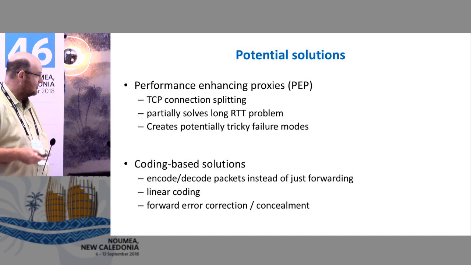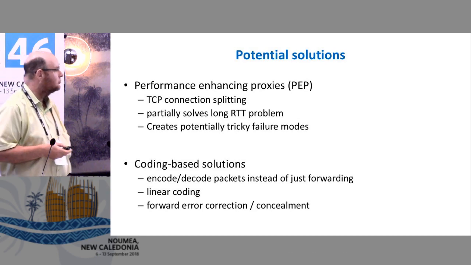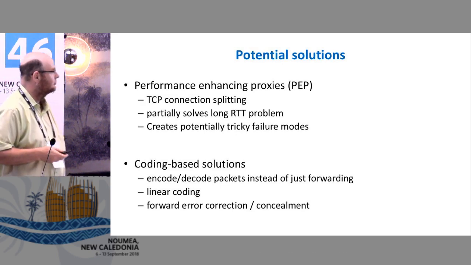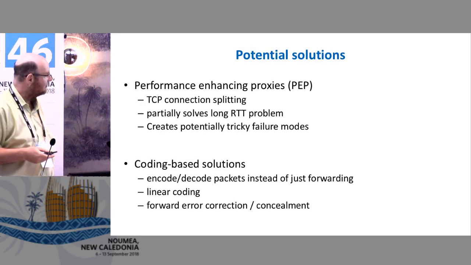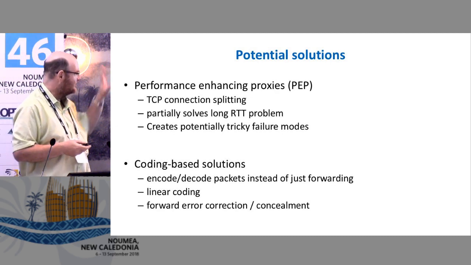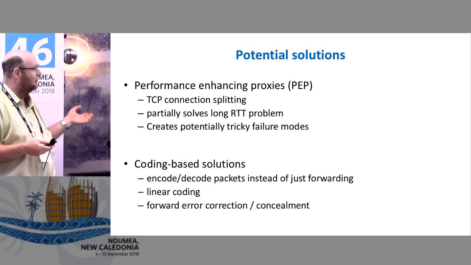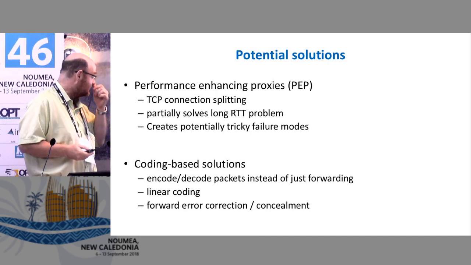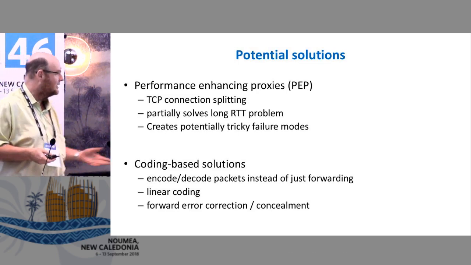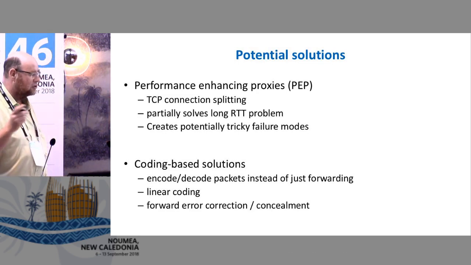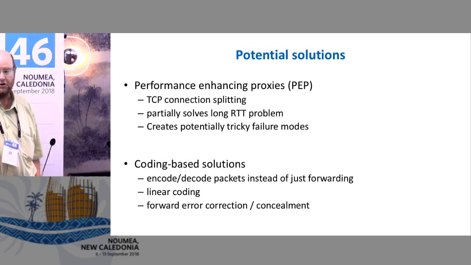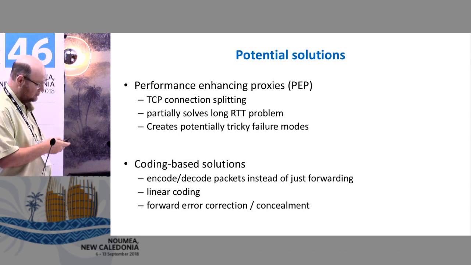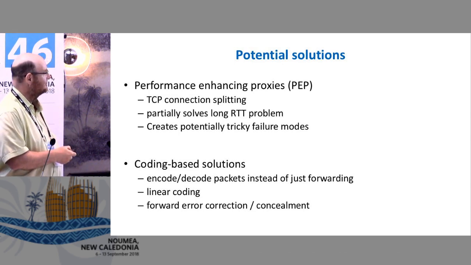And there are essentially two types of potential solutions for this, short of running cable to the island. You can use the classical solution, a performance enhancing proxy. They're typically TCP connection splitting, not all of them. They can partially solve the long RTT problem, but at the price of having the connection split, which violates the end-to-end principle and can create tricky failure modes. And we're also looking at coding-based solutions where we're doing error correction coding across packets, across the point where the packets are getting lost, and that's at the input to the uplink satellite modem.